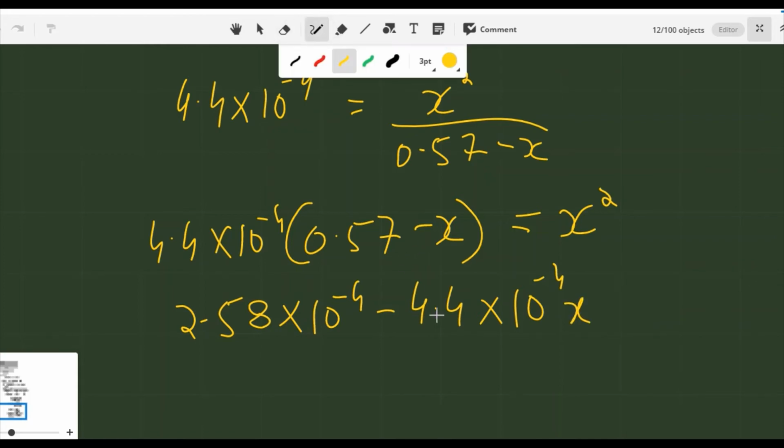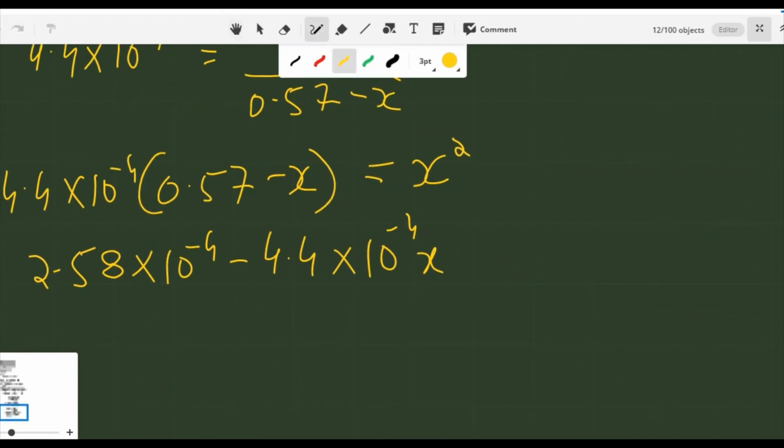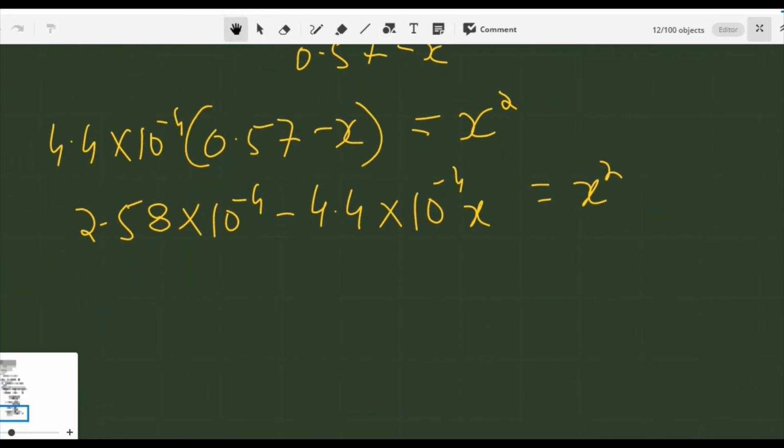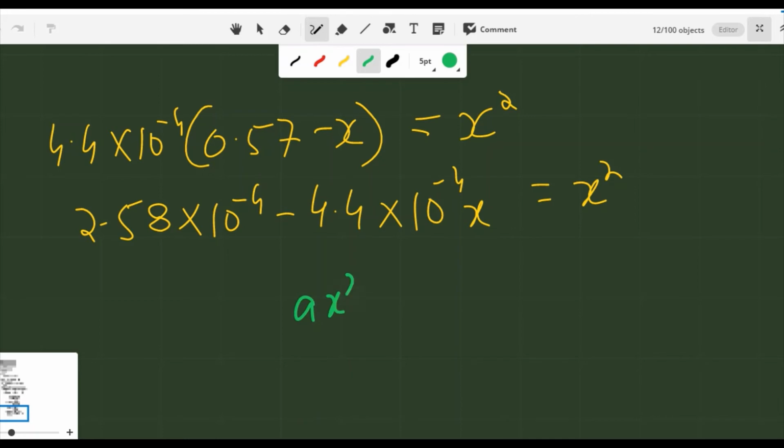Okay, or you can write 4.4 times 10 to the power negative 4 equals x squared. Now you can see here the solution is obtained through the quadratic formula. Why? Because according to the quadratic equation, ax squared plus bx plus c is equal to 0. So here there is x squared, there is x, and here is the constant, c.